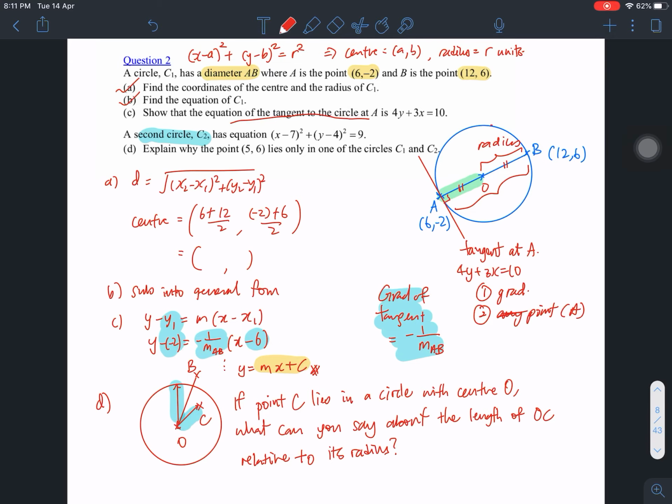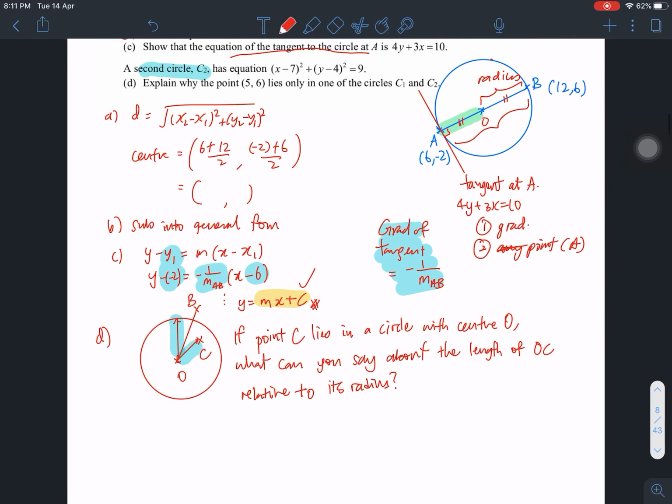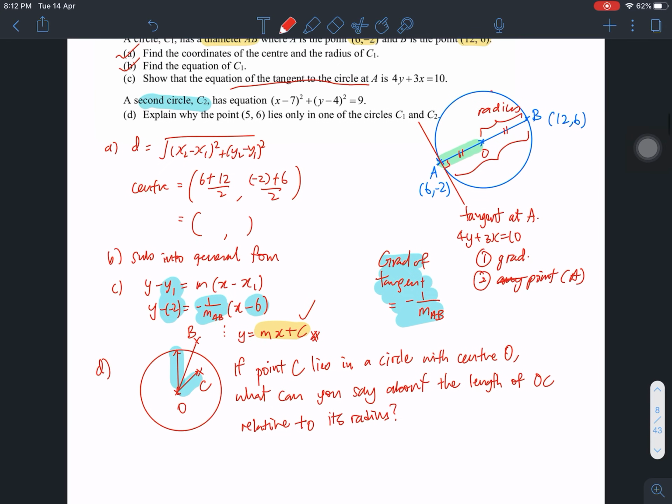Of course, your answer should be in y equals mx plus c form, but what m and c are, I will leave it to you to find out yourself. Okay, so the last part, right?